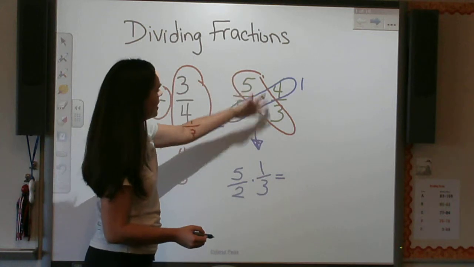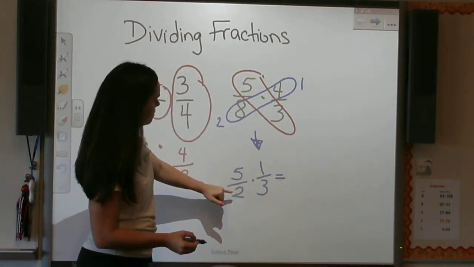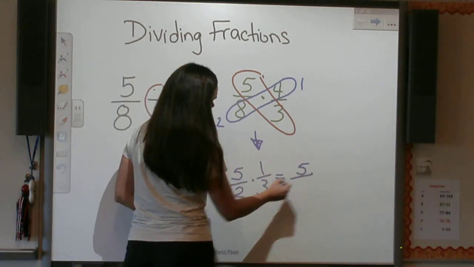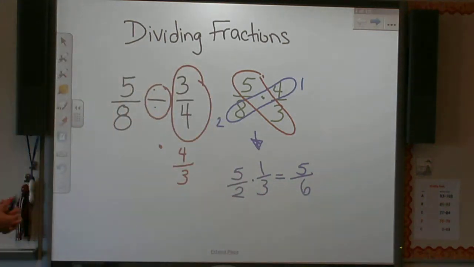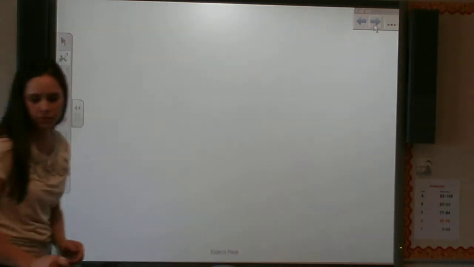I don't know how to say that, I'm sorry, but anyway, we reduced, and now we're left with this multiplication here. So 5 times 1 is 5, and 2 times 3 is 6. Okay, this cannot be changed into a mixed fraction, and it can't be reduced. We are finished with this problem. All right, let's look at another example.